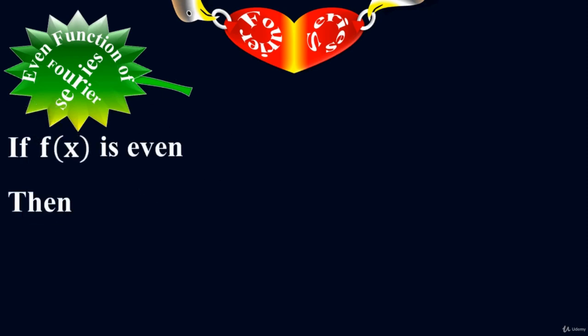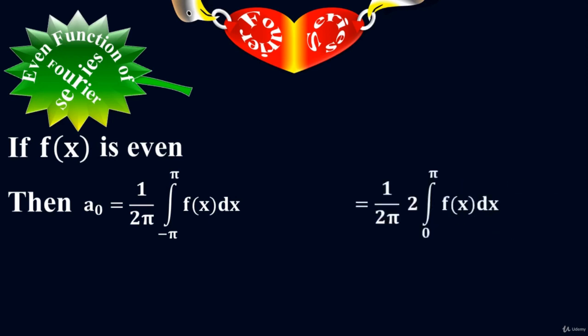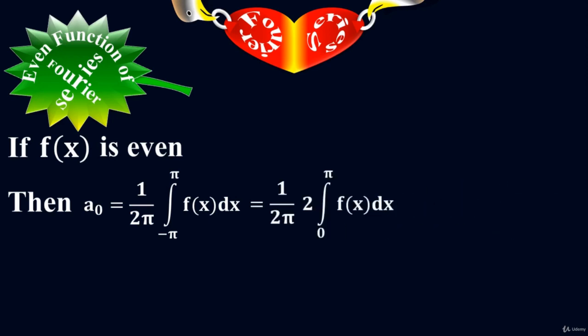So first I have even function of Fourier series. What is even function of Fourier series? If a periodic function f of x is even, then a sub naught equals 1 over 2 pi times the integral of f of x dx with the limits from minus pi to plus pi, which equals 1 over 2 pi times 2 times the integral of f of x dx with the limits from 0 to pi.